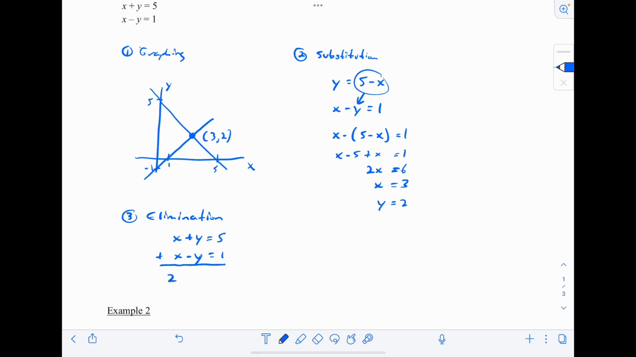If I add, x plus x is 2x, 5 plus 1 is 6. The y's cancel. Dividing by 2, x is 3. And again, if I toss it back into the equations, I get y equals 2, which confirms our other two answers. So those are the three ways that you can solve a system. Again, though, we are most interested in solving by elimination. So for the rest of the examples, that's the method that I'm going to use. And again, if you were to pause the video and try them on your own, I would ask that you also try to solve those specifically using elimination.